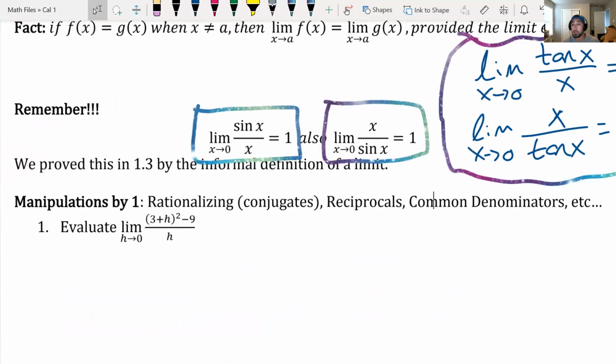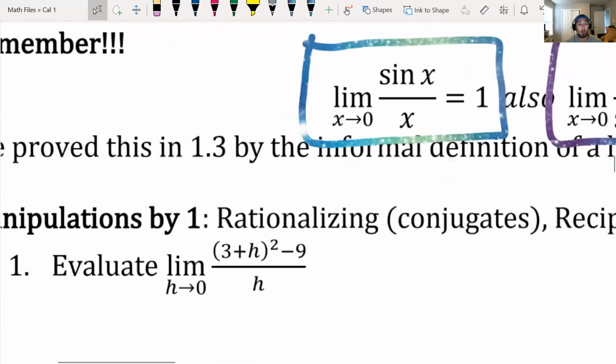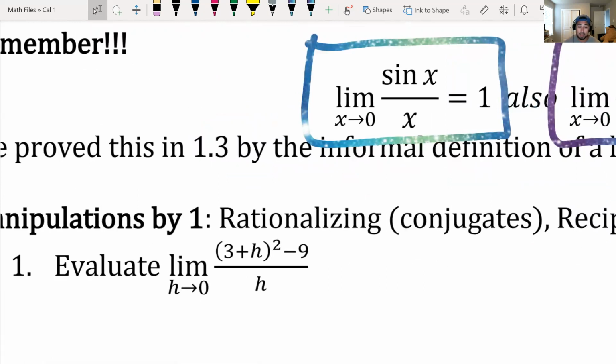Now we want to evaluate limits, and we're going to do everything today algebraically. I'm not going to take out a calculator at all. So for number one, evaluate the limit as h approaches 0 of (3 plus h) squared minus 9 over h. So again, if you plug in 0, this won't work out, because your denominator becomes 0, which throws the whole thing out, which means go back, look at it, and fix it algebraically.